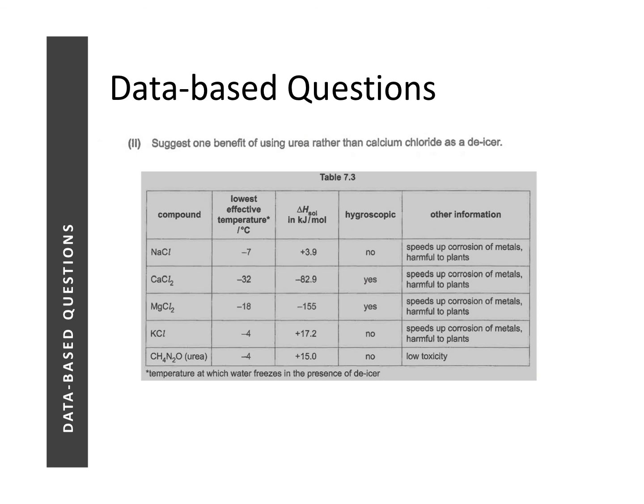For part 2, we are asked to suggest one benefit of using urea rather than calcium chloride. So again, we are looking at the types of de-icers, and we need to look at the table. Once again, urea is here, and then this is calcium chloride. So we need to look for a benefit of using urea. All right. So if we look through the columns, it becomes very obvious that urea has very low toxicity, whereas calcium chloride is harmful to plants. So the benefit is that urea is non-toxic to plants, whereas calcium chloride is toxic.